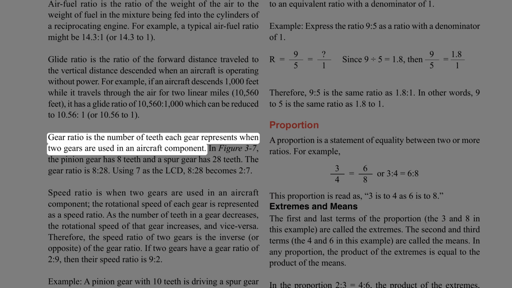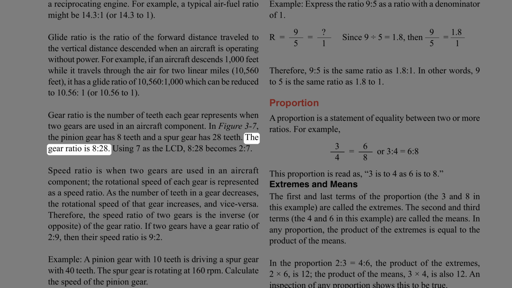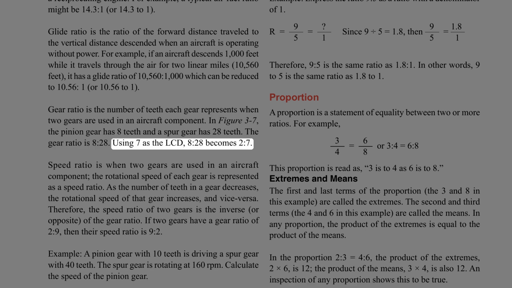Gear ratio is the number of teeth each gear represents when 2 gears are used in an aircraft component. In figure 3-7, the pinion gear has 8 teeth and a spur gear has 28 teeth. The gear ratio is 8:28. Using 7 as the LCD, 8:28 becomes 2:7.